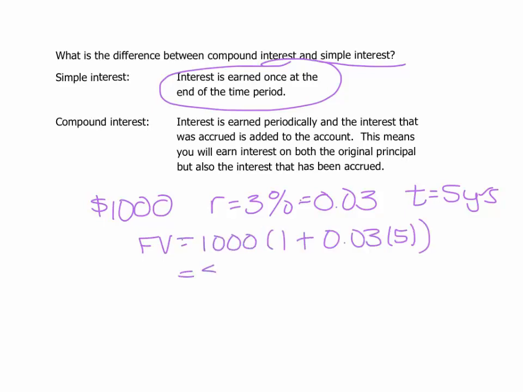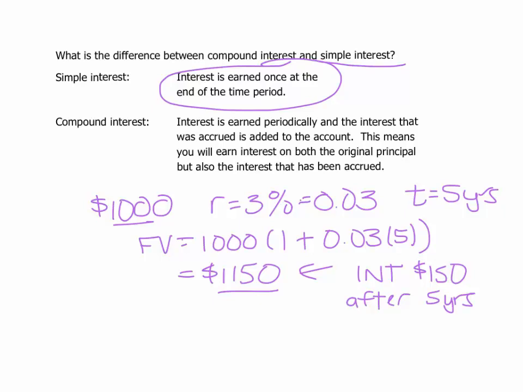After 5 years, we end up with $1,150, and so we can see from this that our interest was $150. All I did was take the 1,150 and subtract off the 1,000. This interest was earned. It was added to our account after the 5-year period.